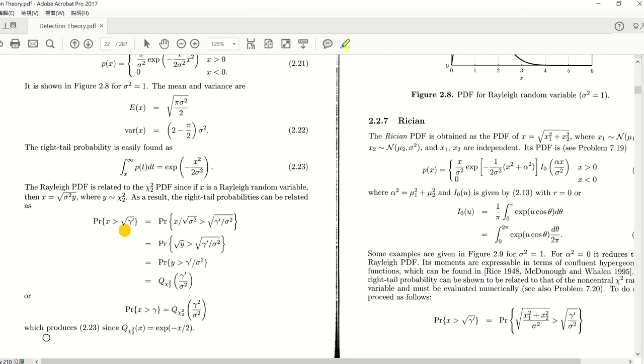Okay, then that will produce this thing, 2.23. Since this is equal to that, you just plug this term into x. You plug this term into x, then you get e exponent of something. So you put this into here, then this thing becomes this thing.